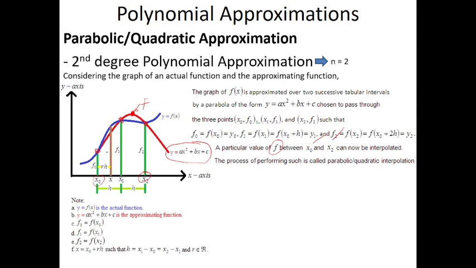So knowing the equation of the graph, we can determine the value of the function at a certain value x, between x sub 0 and x sub 2. So that's it. The process of performing such is called parabolic or quadratic interpolation. Okay, so applying the forward Gregory Newton, we can arrive at the parabolic equation or quadratic equation.